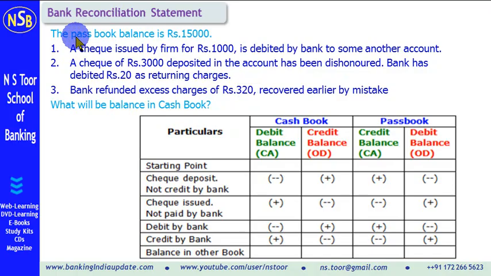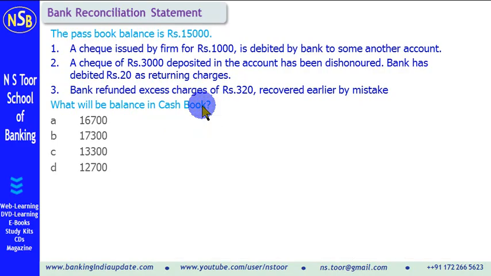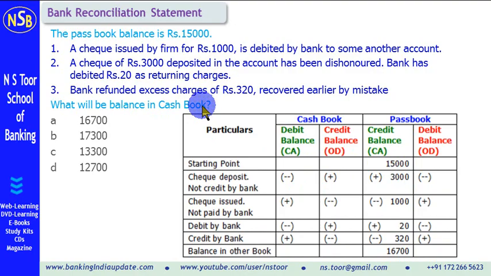Hence, this also requires reconciliation. So we are given the balance in the passbook and we are supposed to find out balance in the cash book. And these are our option answers. Now, how to find out this? So we will try to find out with the help of the same table. So here, what is the starting point?